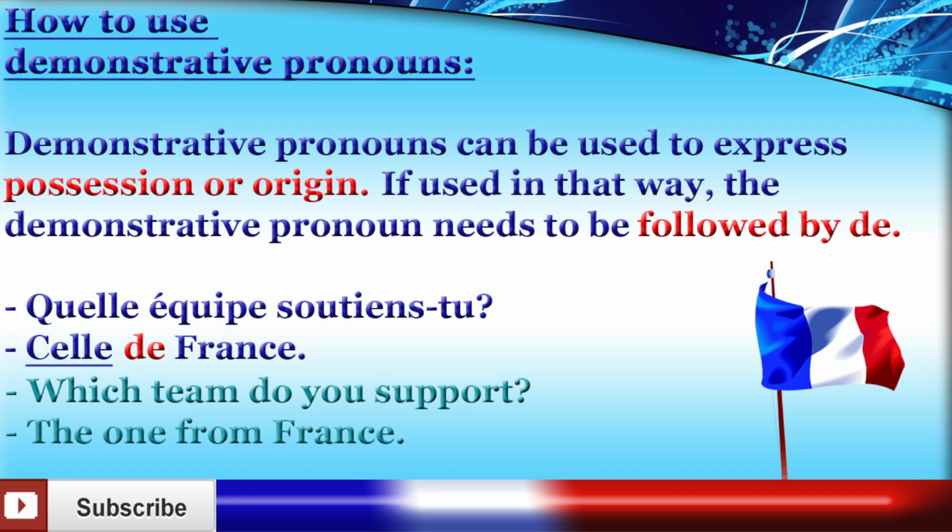Demonstrative pronouns can be used to express possession or origin. If used in that way, the demonstrative pronoun needs to be followed by the word de. For example, quelle équipe soutiens-tu? Celle de France. Which team do you support? The one from France.